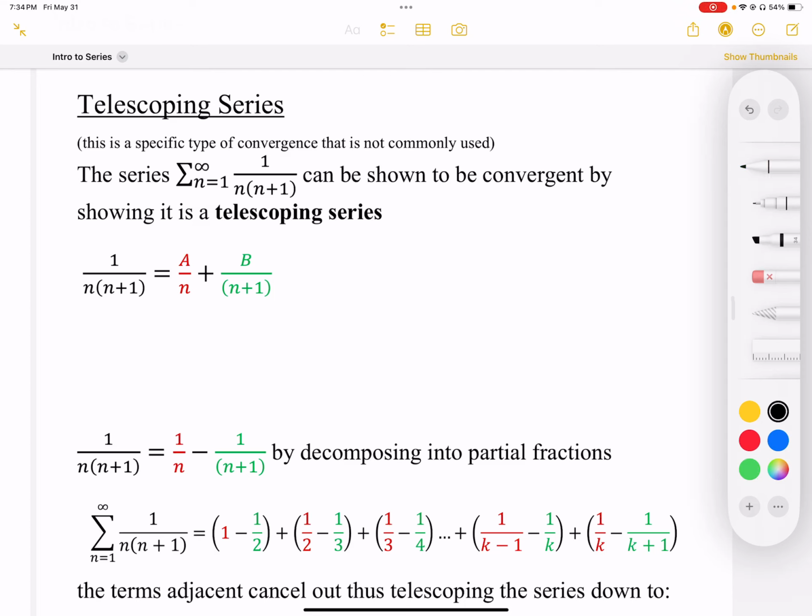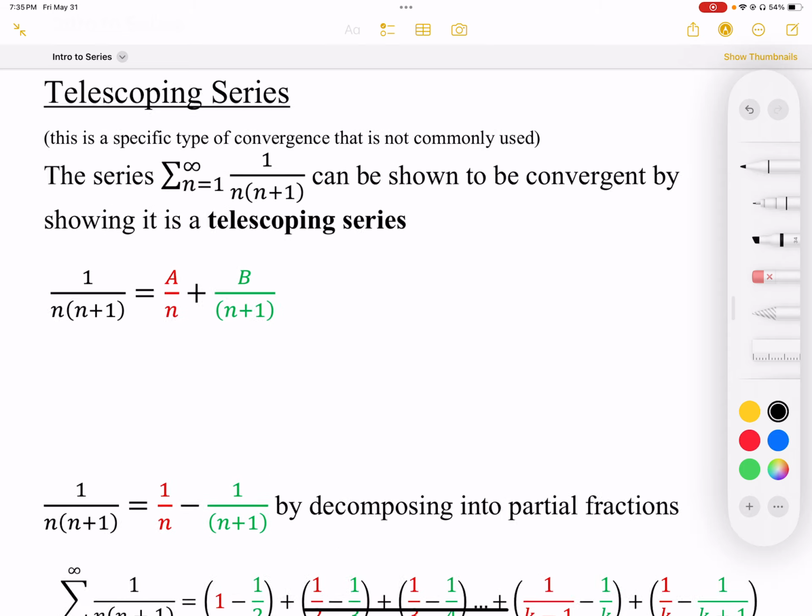A telescoping series is a specific series that is not commonly used, but it will show up. So it's good to know what that looks like. So this series here is the series of 1 over n times n plus 1.